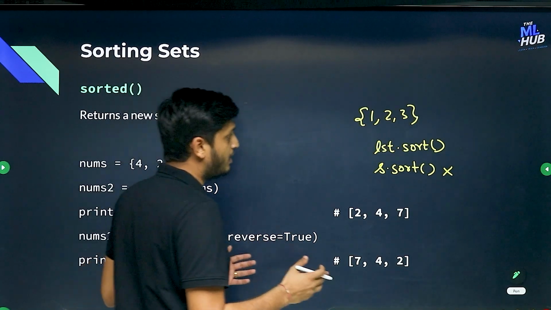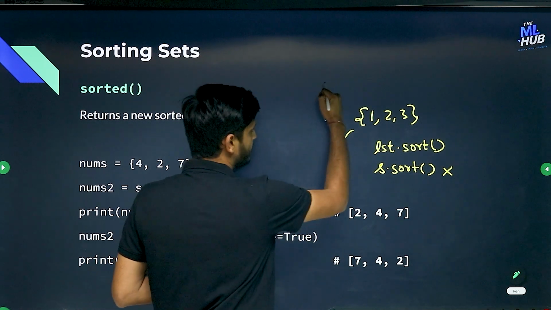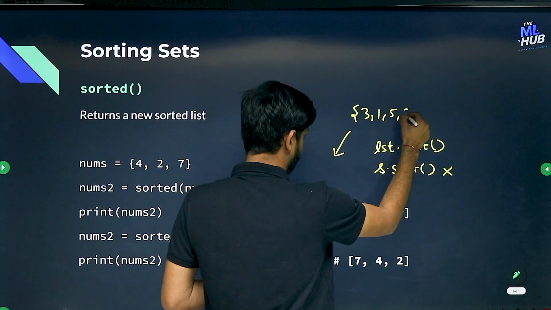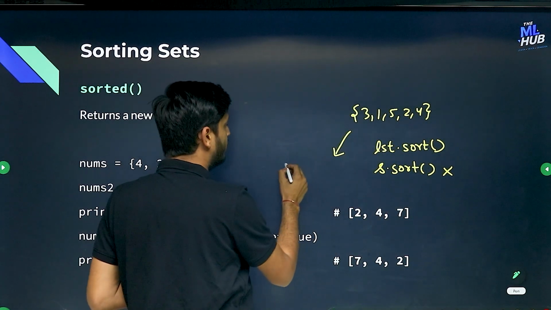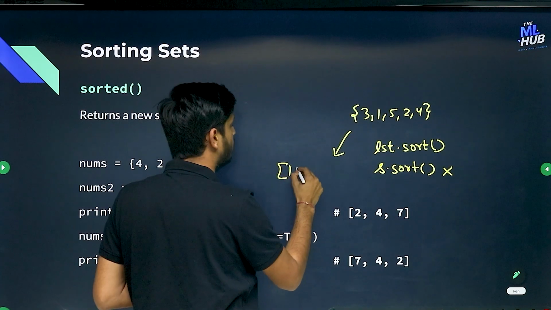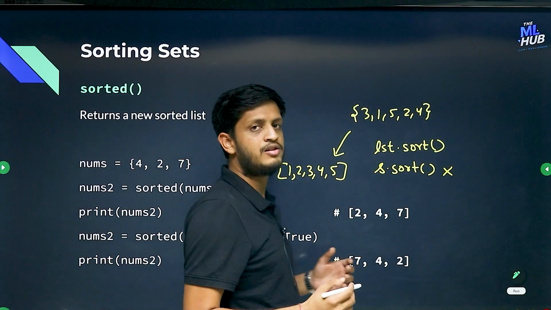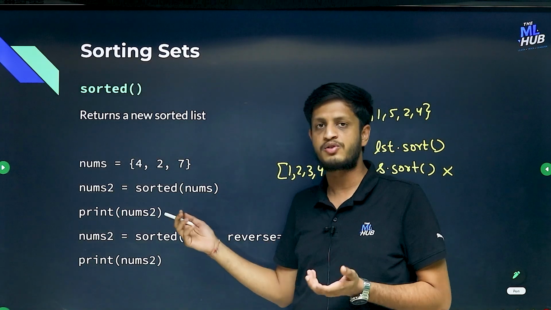Okay? But what if you want the elements of a set sorted in a list? Let's say a set contains elements 3, 1, 5, 2, 4. You don't have an order right now, but you want to calculate an ordered list which contains all the elements sorted. Then you can use the sorted function. The sorted function takes any iterable. You can pass any iterable to it, and a set is also an iterable.